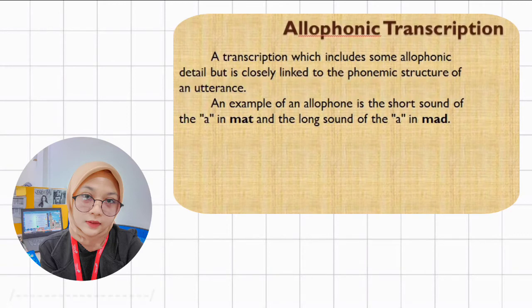Allophonic transcription. Allophonic transcription is a transcription which includes some allophonic detail but is closely linked to the phonemic structure of an utterance. An example of an allophone is the short sound of the vowel in "mad" and the long sound of the vowel in "mad".